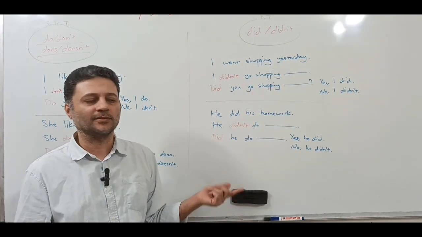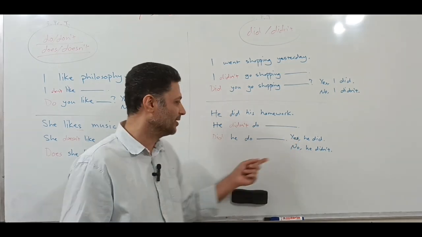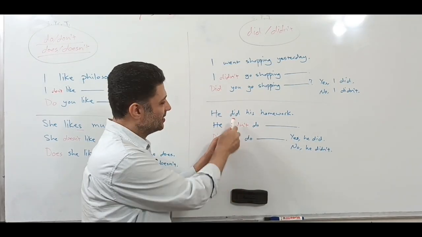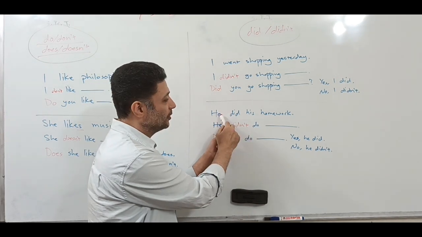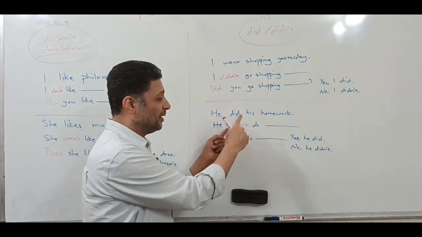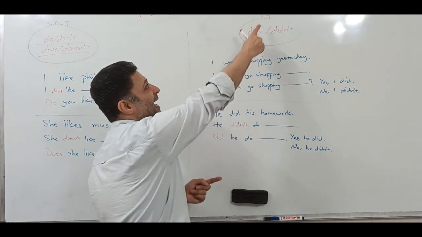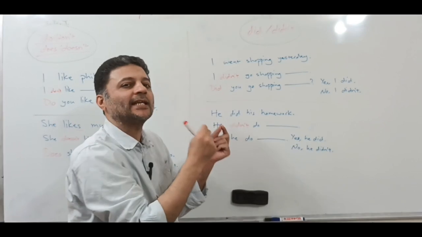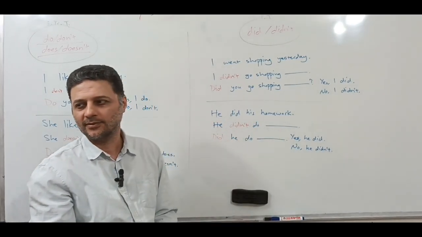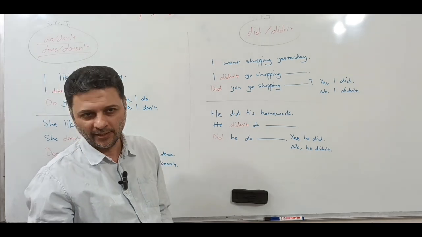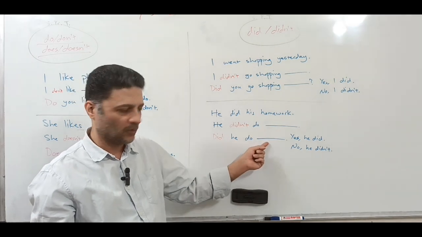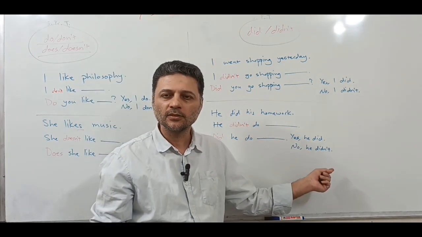Now make it negative. He didn't do his homework. When you use didn't, this did becomes do. Do his homework is the base form, the present form. But now, because it's past tense, simple past tense, I use he did his homework. Now it becomes he didn't do his homework. And what about the question form? Did he do his homework? Yes, he did. No, he didn't.